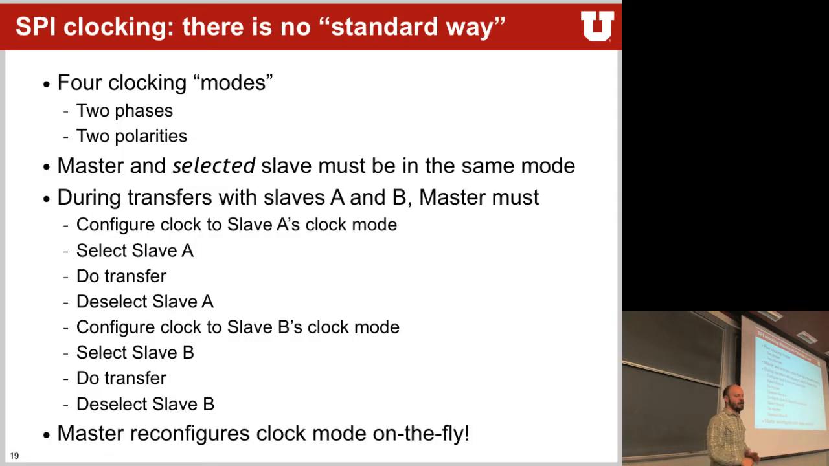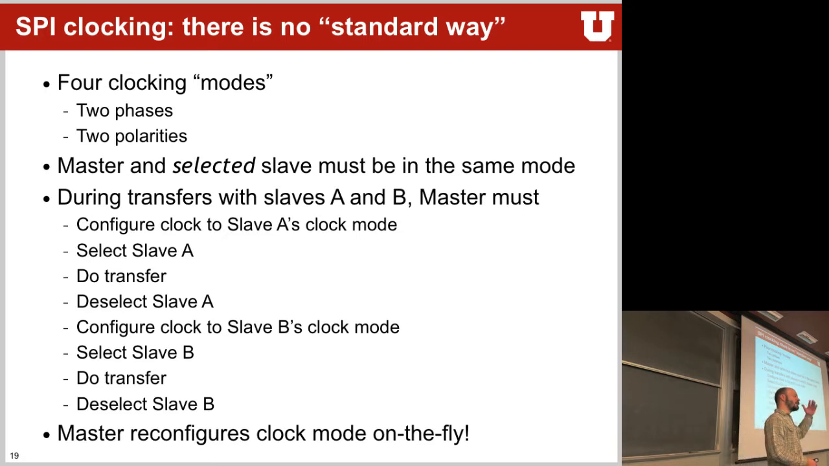Okay, so clocking of a SPI. As I said, there is no real standard. What you have to deal with is that there are two different phases: you can be sensitive on a rising edge or on a falling edge. In addition to that, there are two polarities, where you can have the idle state low or high. So there are four different configurations of clocks, and you have to know what your slave device understands in order to generate it on the master appropriately.